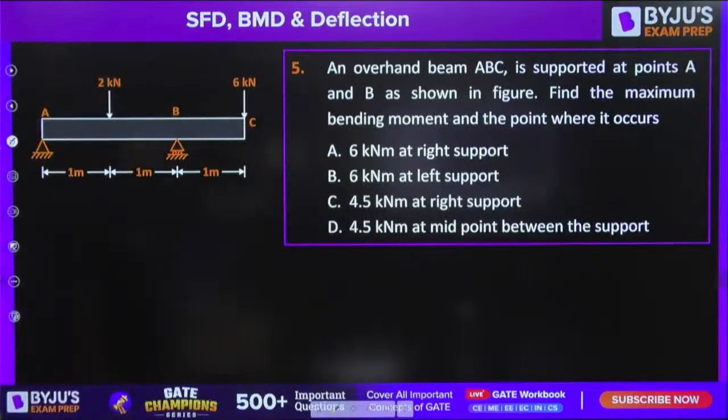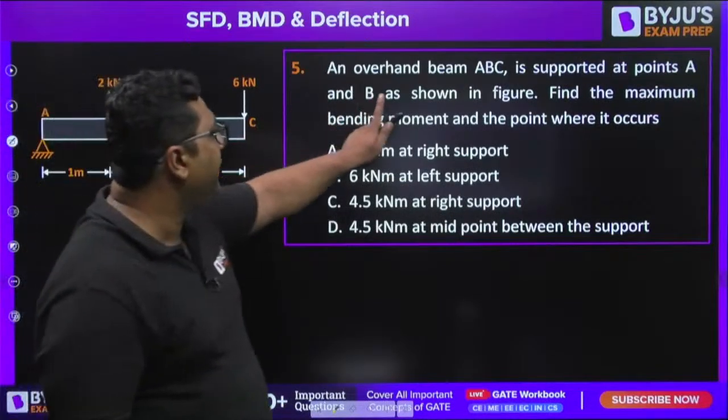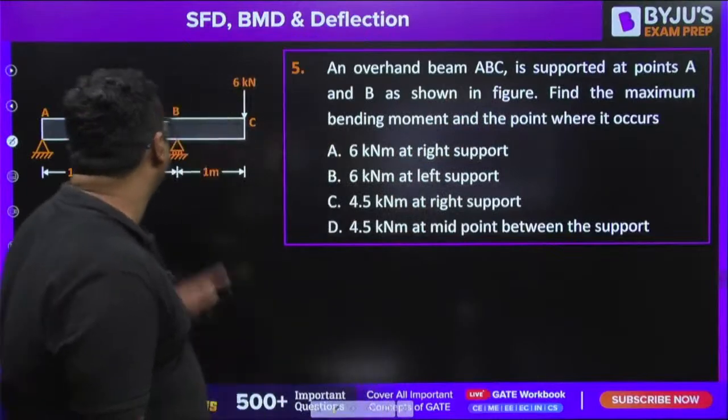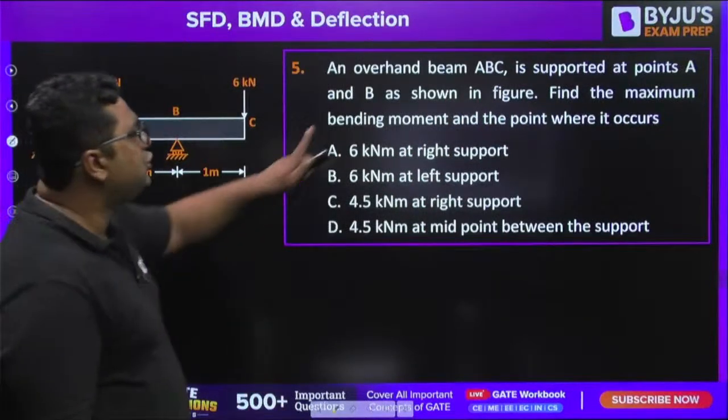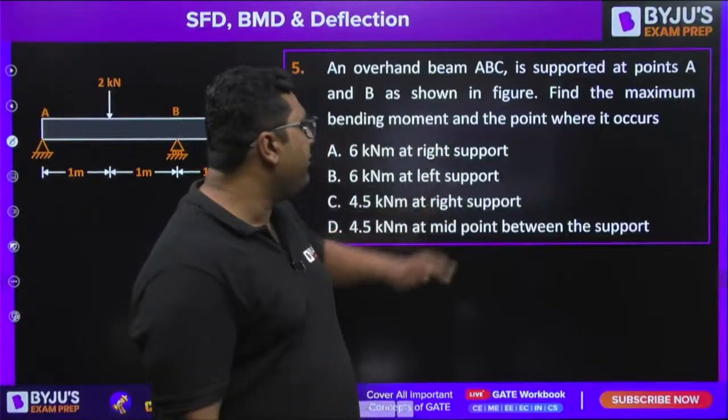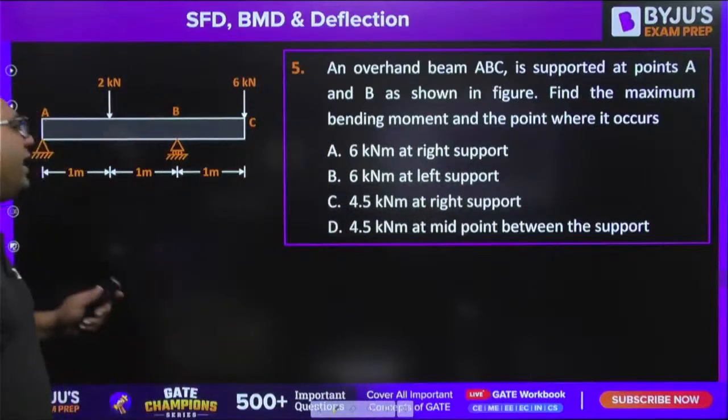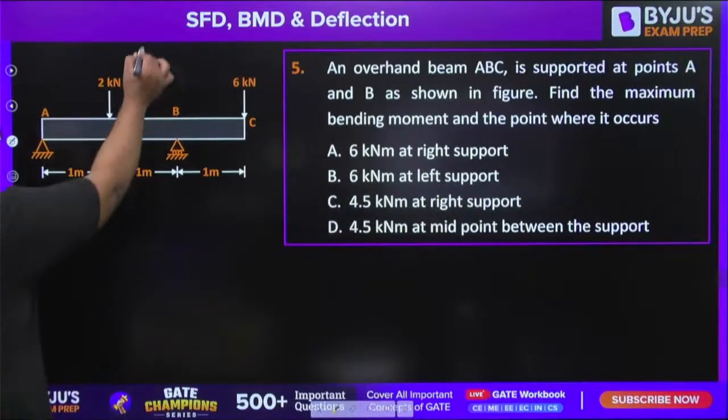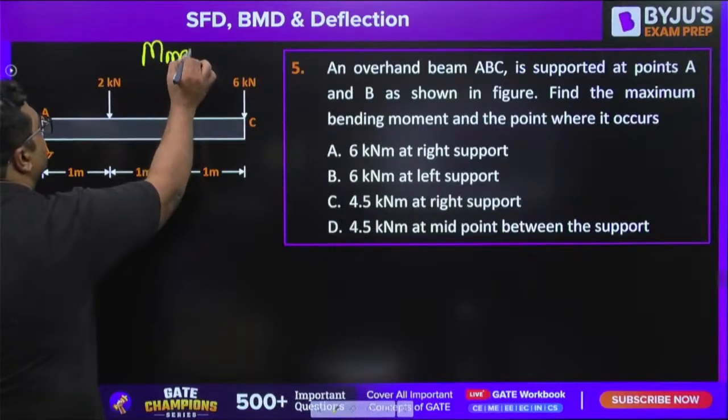Solve this one. An overhanging beam ABC is supported at points A and B as shown in the figure. Find the maximum bending moment and the point where it occurs. You need to find out the maximum bending moment.